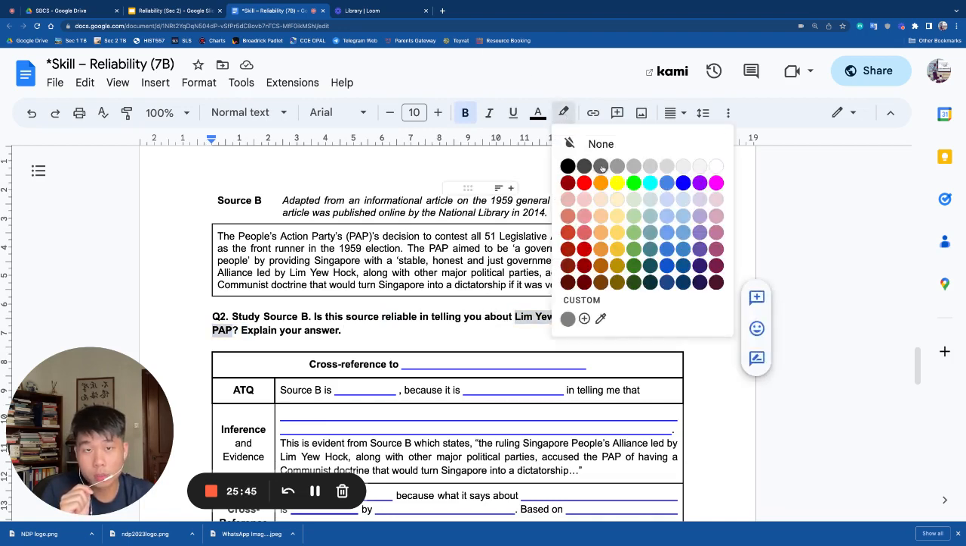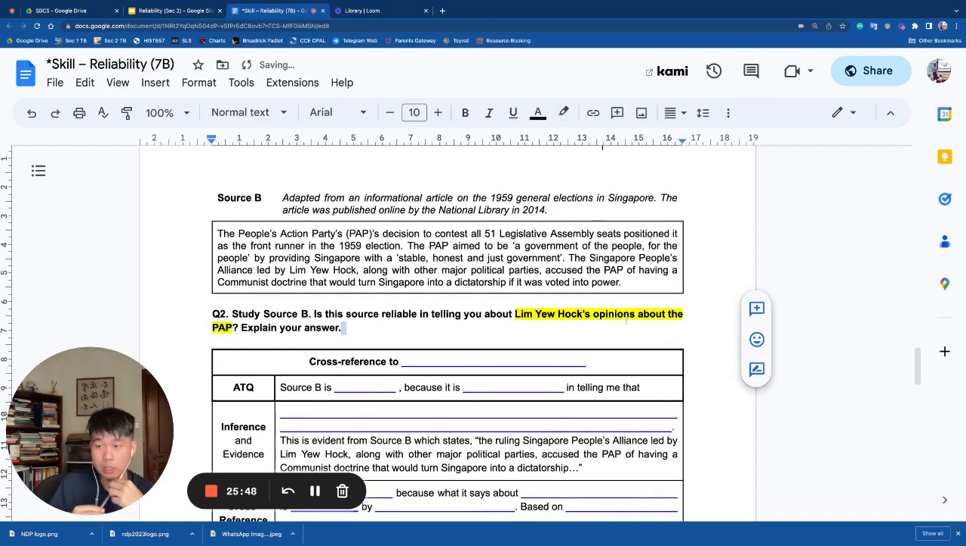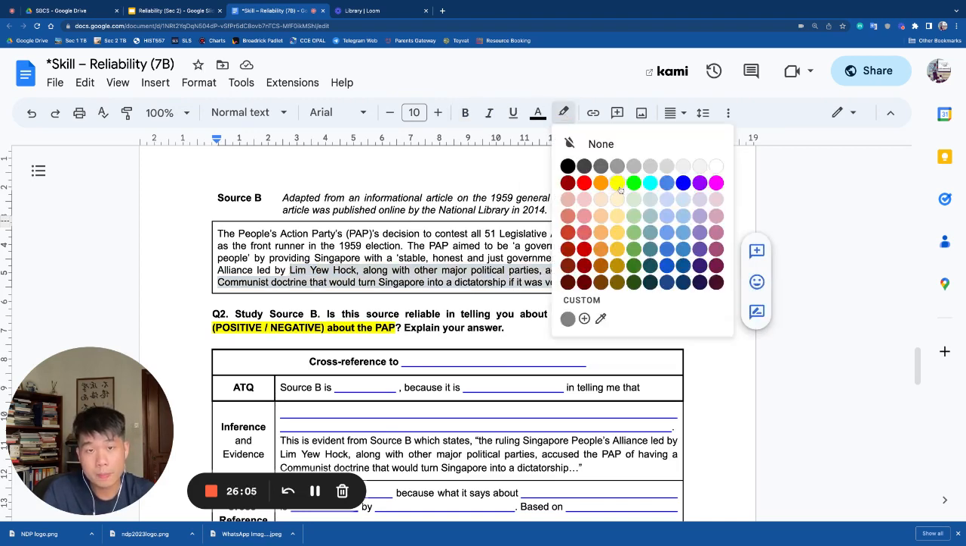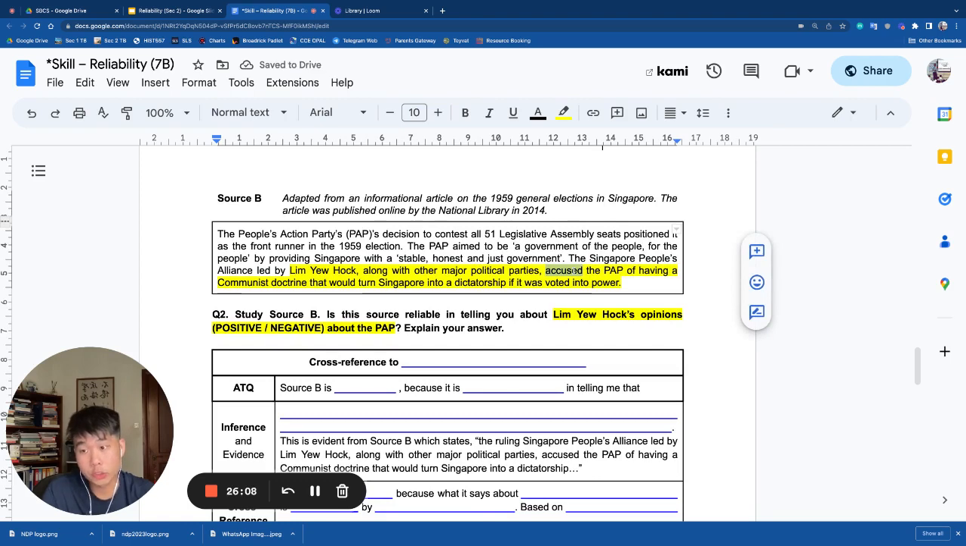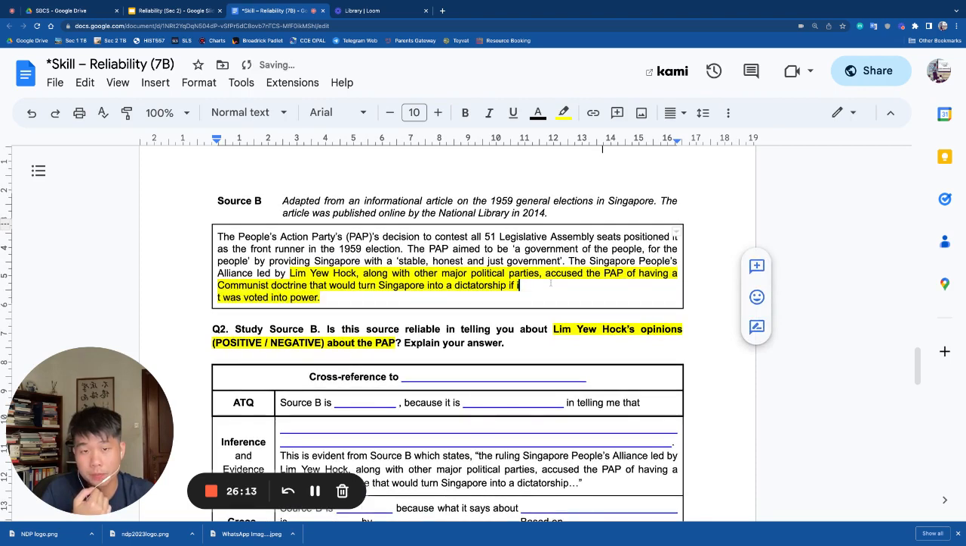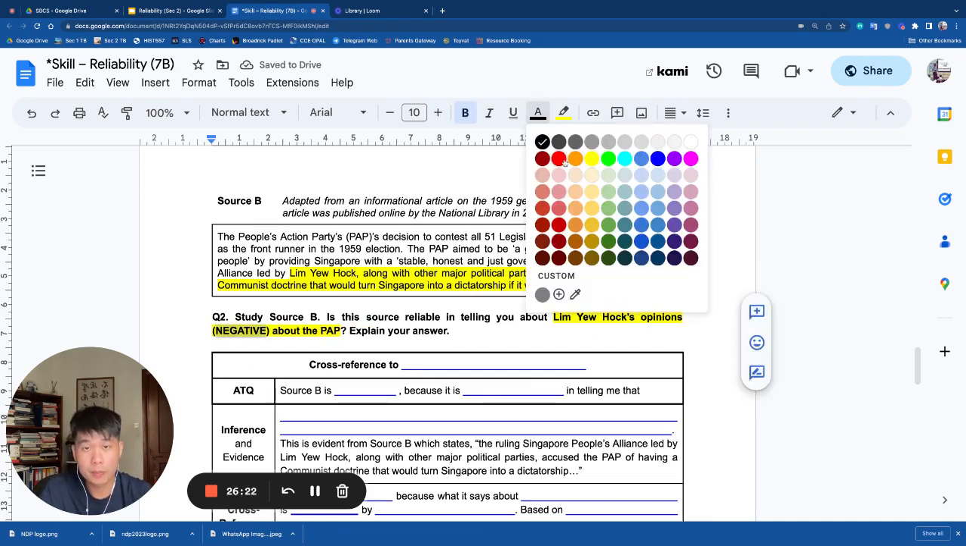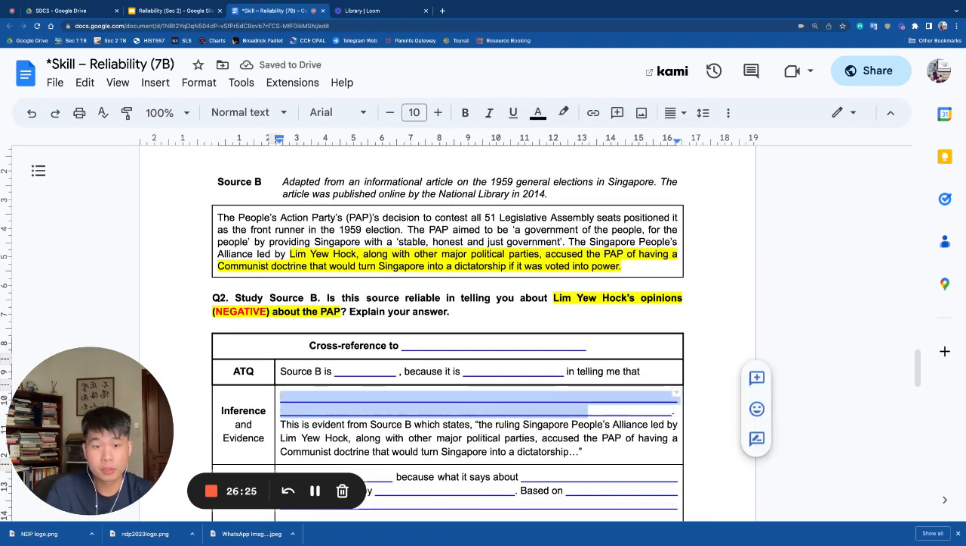So this is the focus, the question focus. Again, we would need to infer to the focus. Opinions, it could be positive, supportive, it could be negative. Let's look at the source. What does it say? Where's Lim Yew Hock? Here. Lim Yew Hock accused the PAP, accused, that's a pretty strong word, of having a communist doctrine that would turn Singapore into dictatorship if it was voted into power. So I think it's quite clear. Lim Yew Hock has negative opinions about the PAP, and we can do the inference already, right?